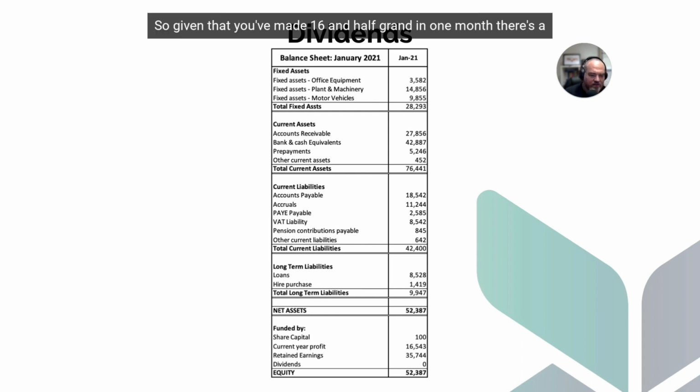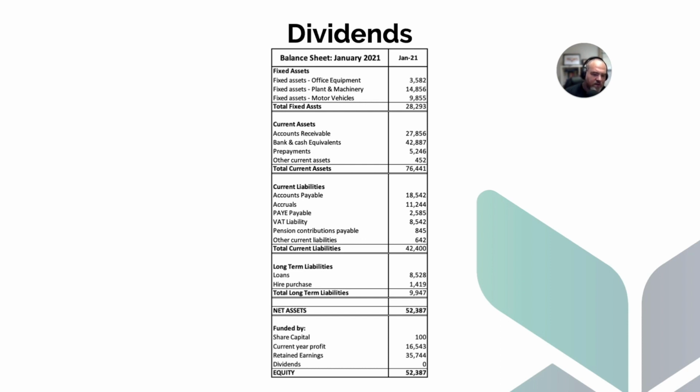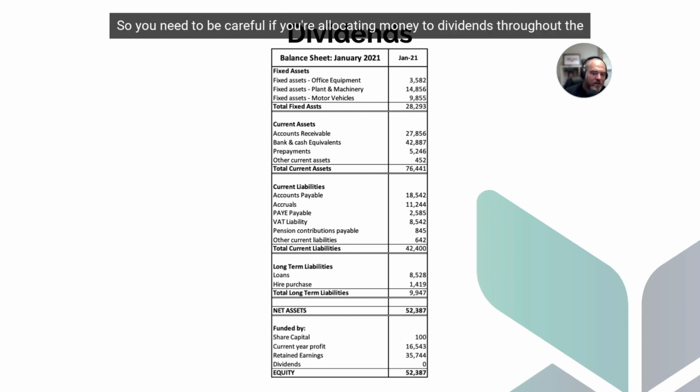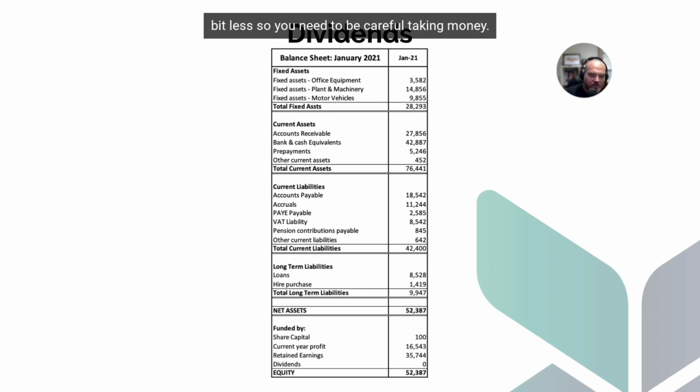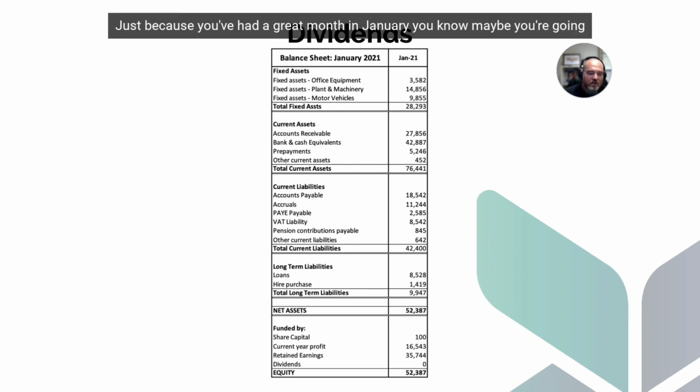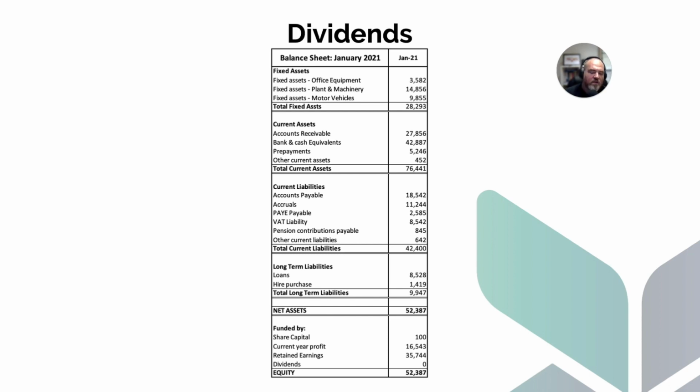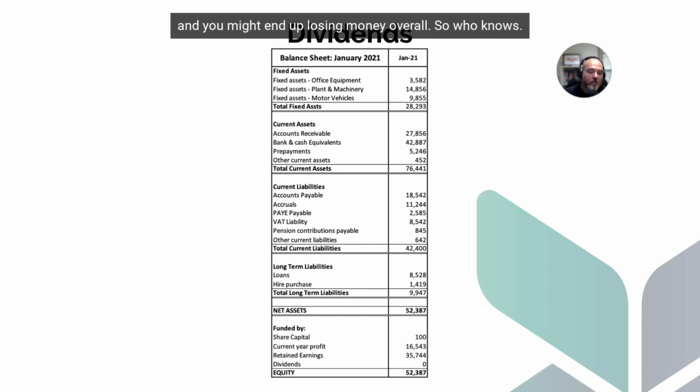Given that you've made 16.5 grand in 1 month, there's a good chance that you're going to make more than 50 grand this year. So you need to be careful if you're allocating money to dividends throughout the year, or taking interim dividends, as they're called. I've just taken 19% off that, and it's 13,400. However, if you took 25% off that, obviously it would be a bit less. So you need to be careful taking money. You could actually end up making a loss that year, just because you've had a great month in January. Maybe you're a greetings card company and people are buying loads of Valentine's Day cards, but then the rest of the year could be really flat, and you might end up losing money overall.